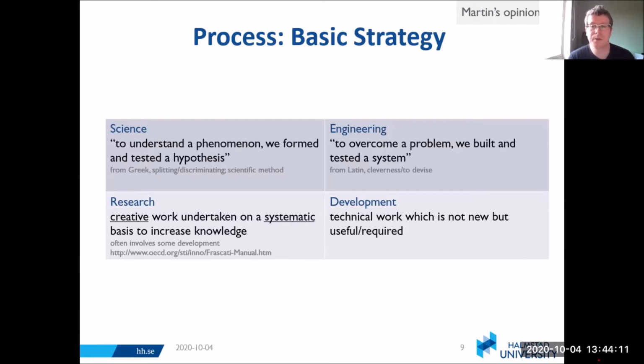Development is technical work which is not new, but can be useful or required. So when you're designing your system, are you looking to do some science? Do you want to do engineering? You can think about this.